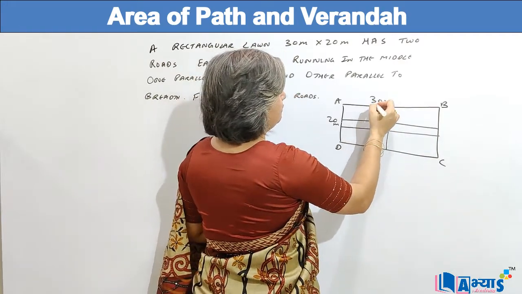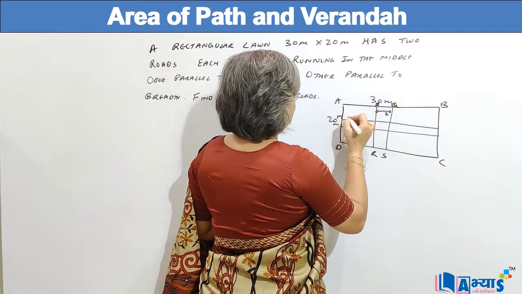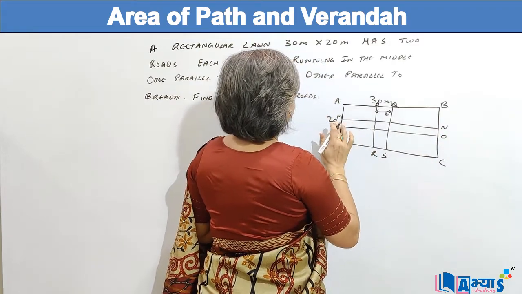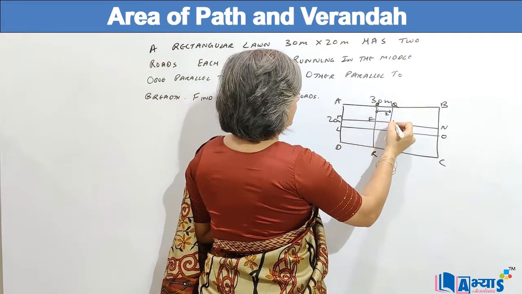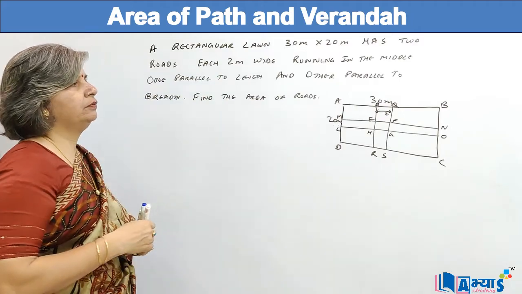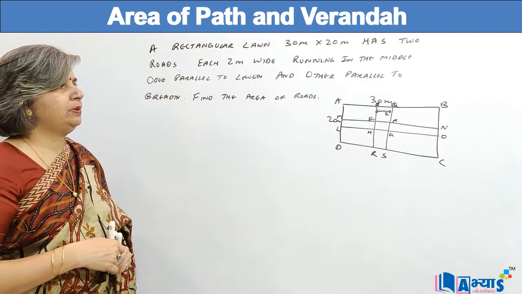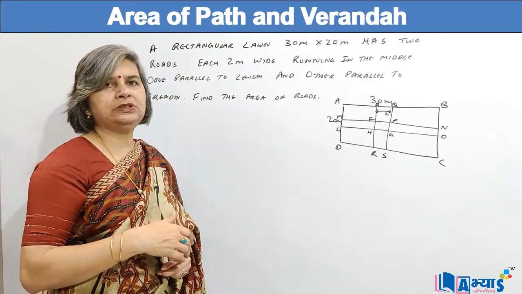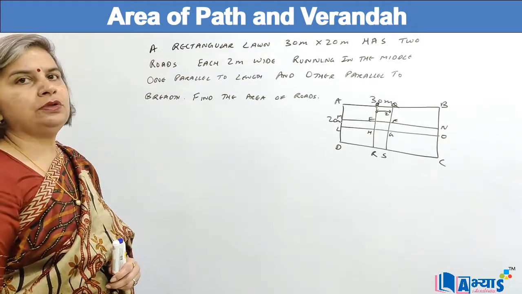Suppose let us name them as A, P, Q, R, S, M, N, O, L, E, F, G, H. That means one road is represented by M, N, O, L, and the other is represented as P, Q, R, S, and these are the two roads, and E, F, G, H is the crossroad between them. So now we are supposed to find the area of the two roads.